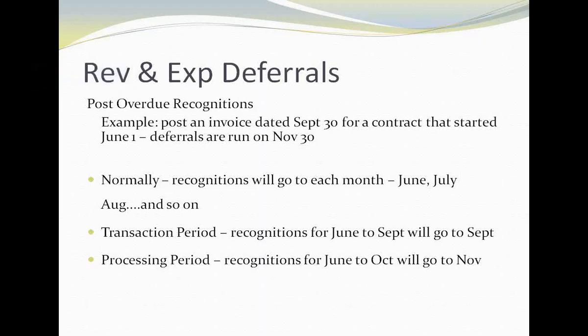So the post-overdue recognitions option, if we use an example where we're posting an invoice, so we're entering the transaction in Sage 300 ERP on September 30th for a contract that actually started back in June, and I'm actually not going to run my deferrals until the end of November. So how do I want to treat that transaction? If I choose normally under this option, then all of the recognitions will go into their corresponding month, so June, July, August, and so on.